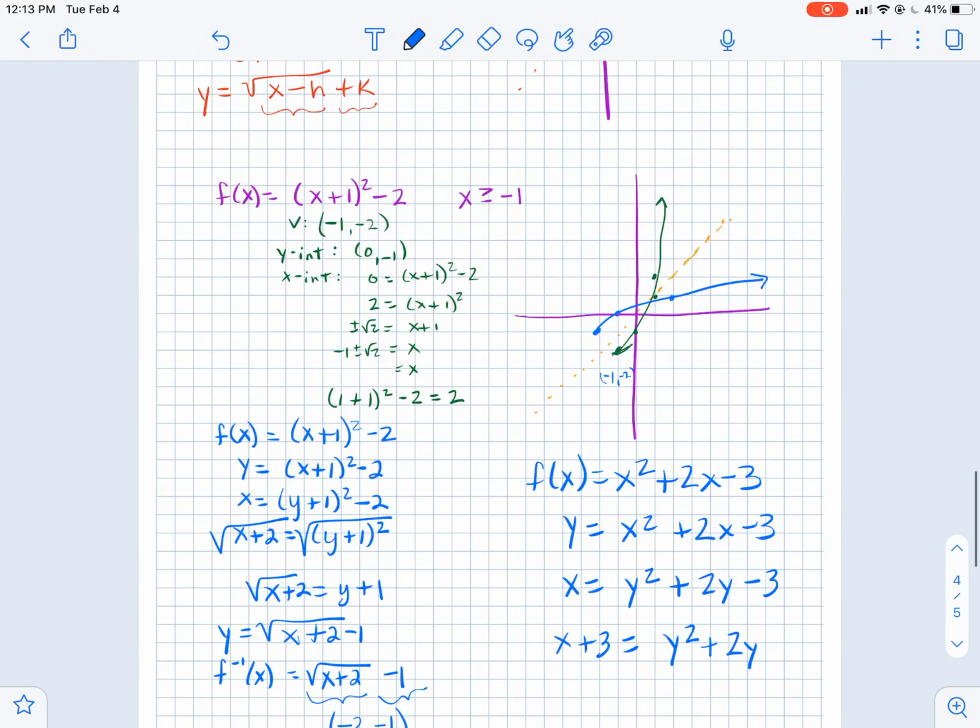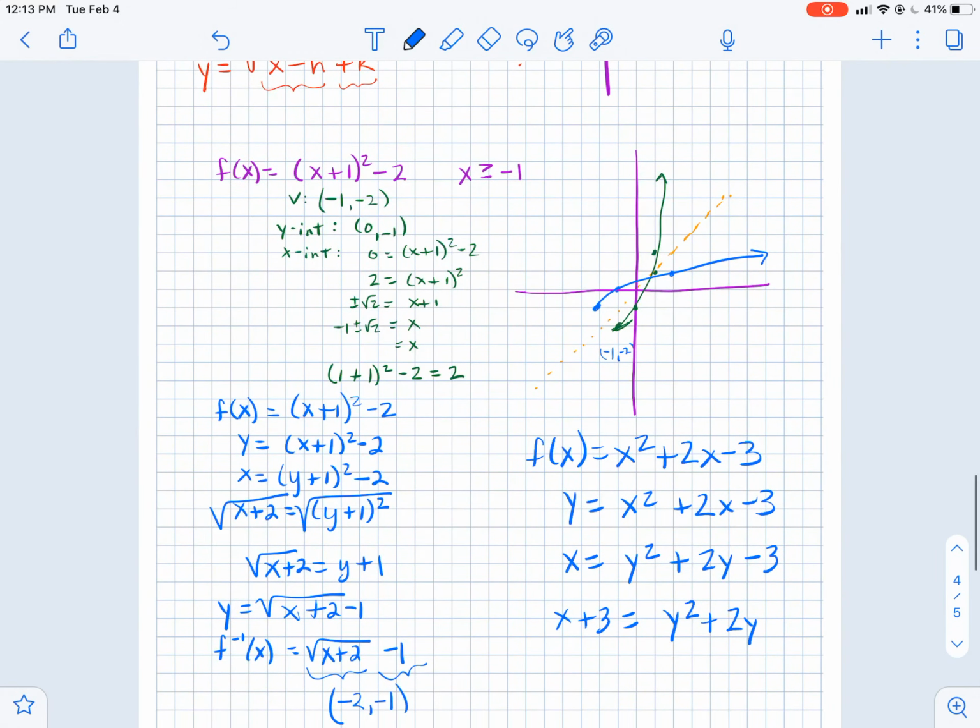And this is also proving to you that the inverse of a quadratic, an x squared, is a radical. They are inverses of each other.